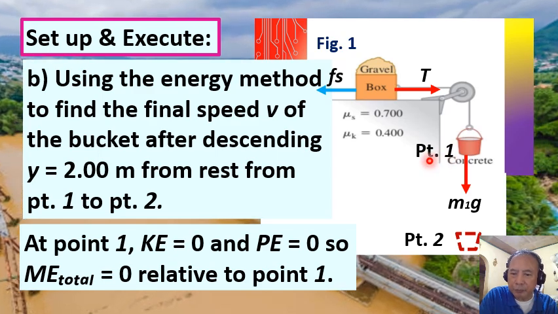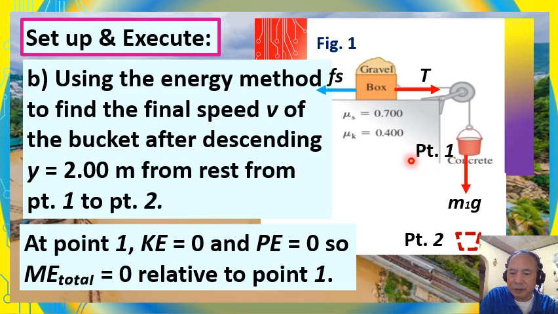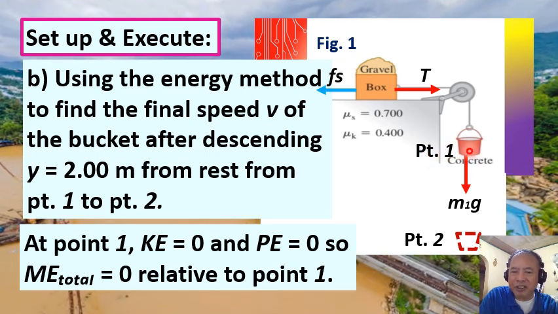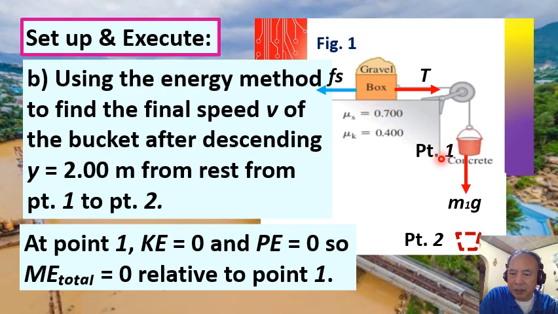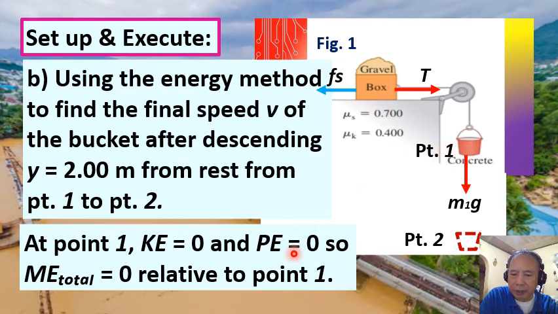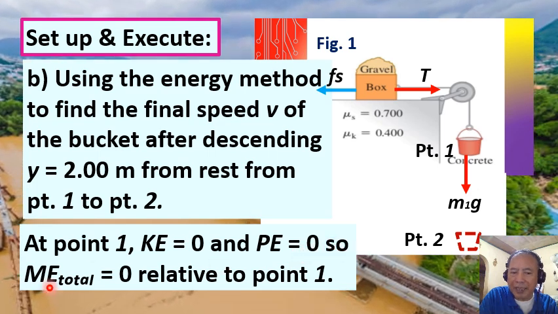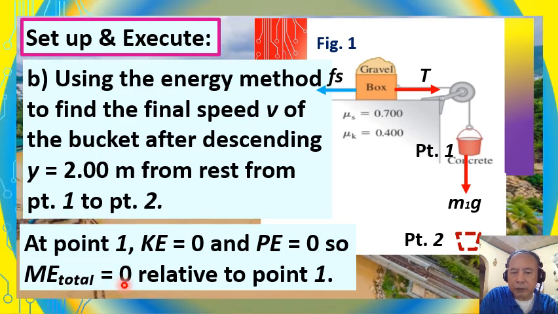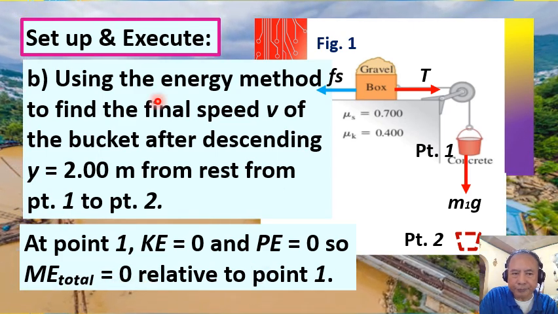Likewise, if we assume that point 1 is our reference, we also say that the gravitational potential energy of the system, that is, of the box and of the bucket, is also equal to 0. Hence, the total mechanical energy of the system is equal to 0 relative to point 1.